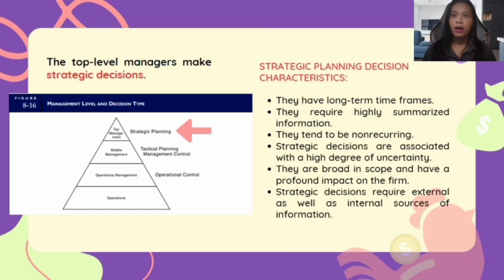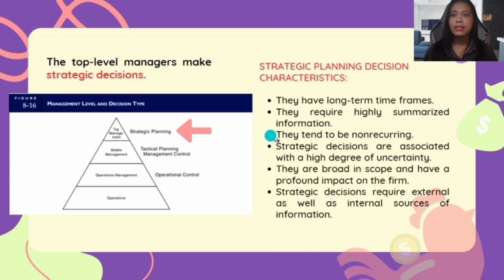characteristics. Strategic planning decisions have long-term time frames because they deal with the future. Managers making strategic decisions require information that supports forecasting. Next, they require highly summarized information. Strategic decisions focus on general trends rather than detailed specific activities.